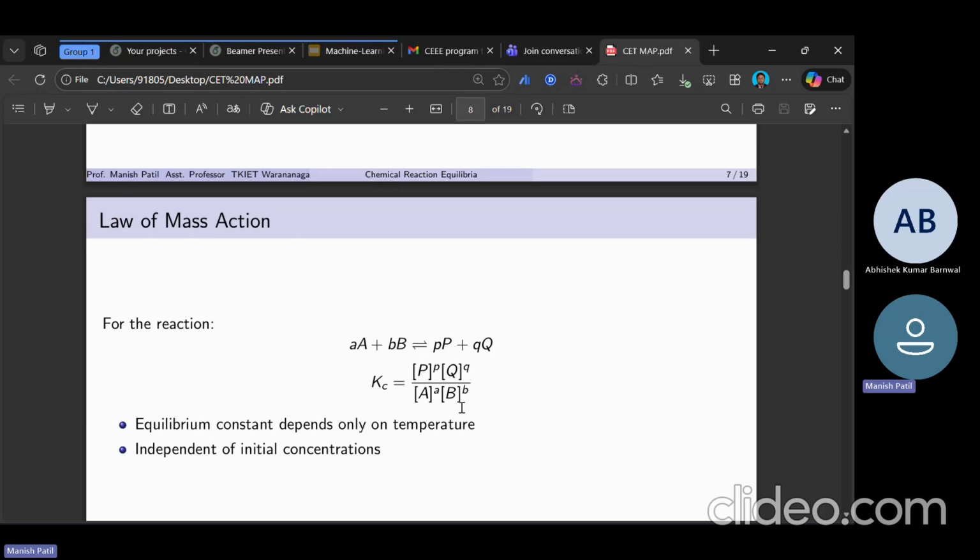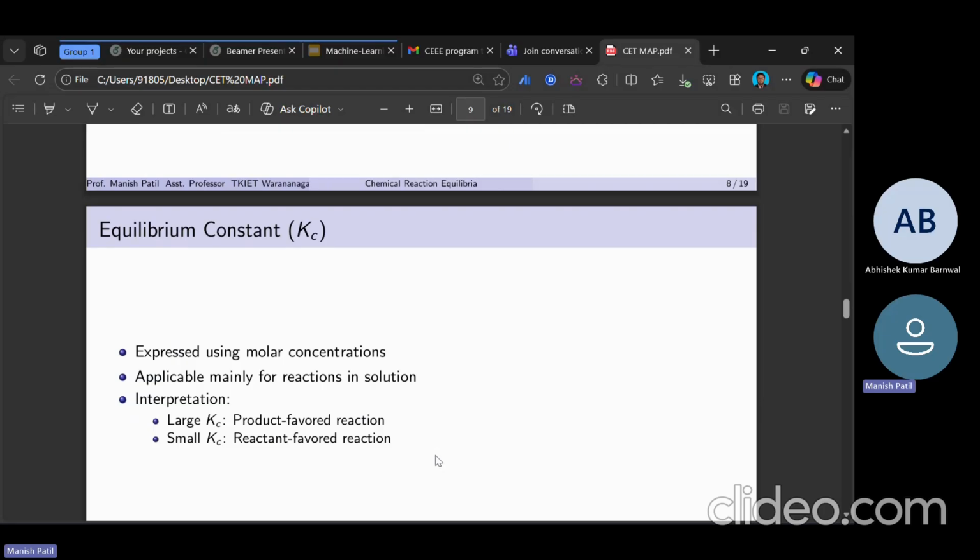The powers are equal to the stoichiometric coefficients. Only species whose concentration changes are included, so solids and pure liquids are excluded. The K value depends on the temperature. Changing the initial concentration doesn't change the K value.